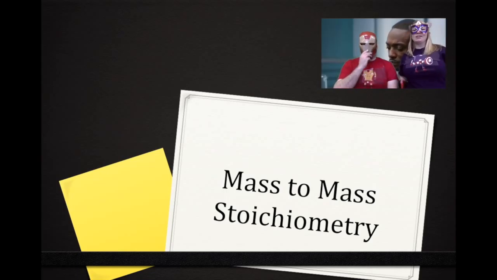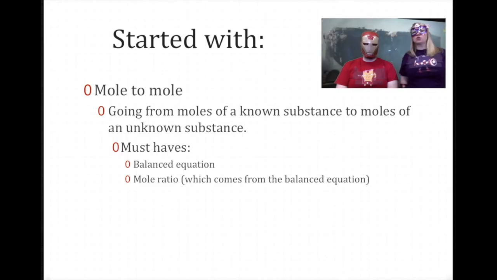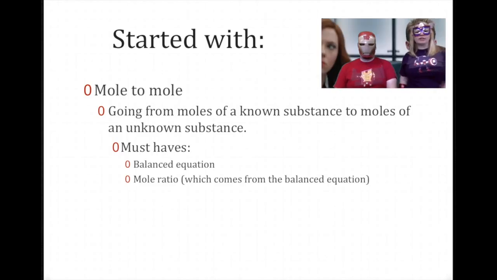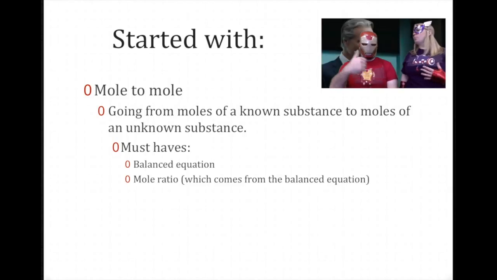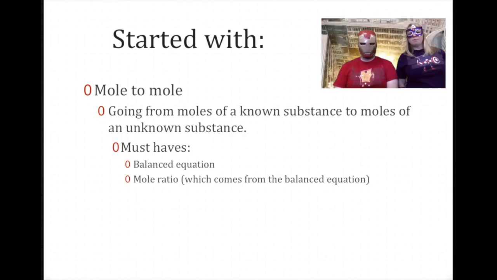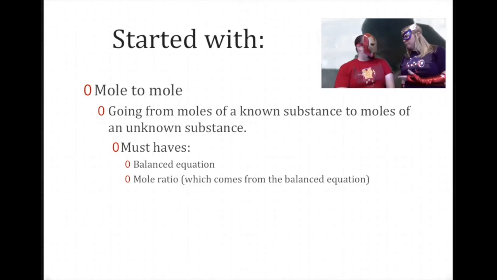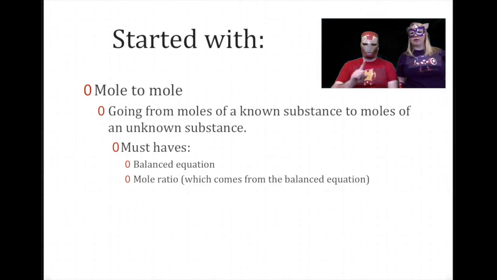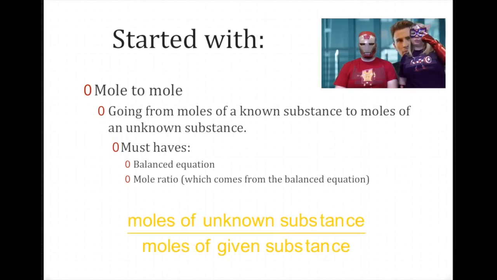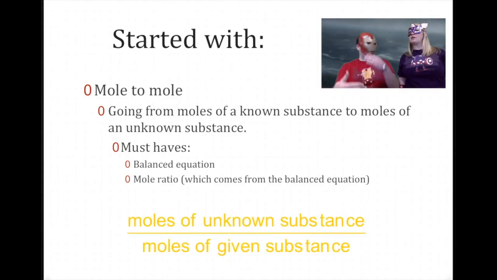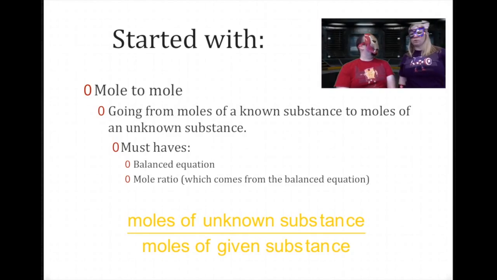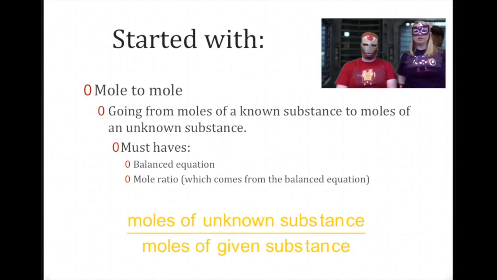Well, anyway, so we're gonna just get you to go from mole to mass to mass. Okay, so we started with mole to mole, and that's going from moles of an unknown to moles of a known. And the two things you got to have is a balanced equation, that's the big one, and a mole ratio, which comes from the balanced equation. So today we're going to take it a step further. And don't forget that your mole ratio is always going to be your moles of unknown on the top over the moles of your known, or given, either way.